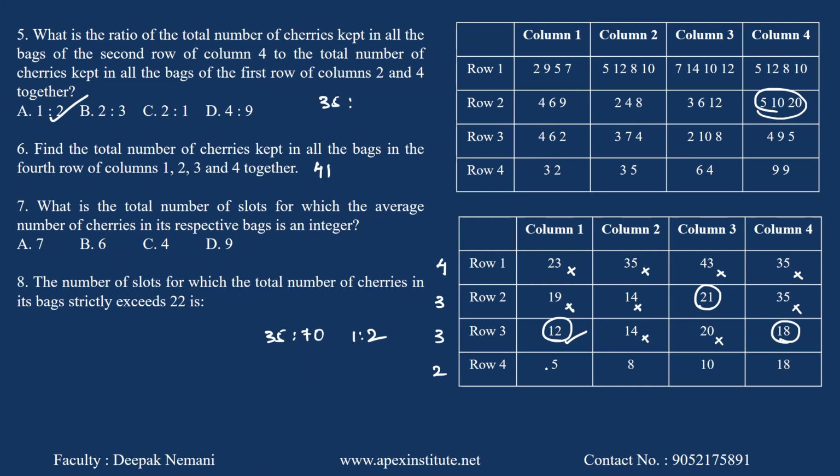So this no, yes, yes, and yes. So how many? 1, 2, 3, 4, 5, 6. So the answer for this question should be.